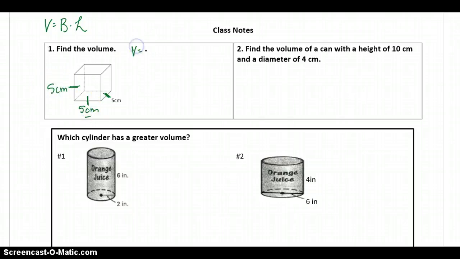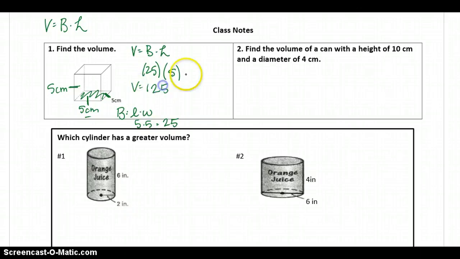So our formula for volume is B times H, where for B we plug in the area of the base. Our base here, we're going to find the area by doing length times width, since we have a square, which is 5 times 5. So we have an area of our base of 25. So we can plug that in. For our height, we plug in 5 as well. And we get a total volume of 125 centimeters cubed.